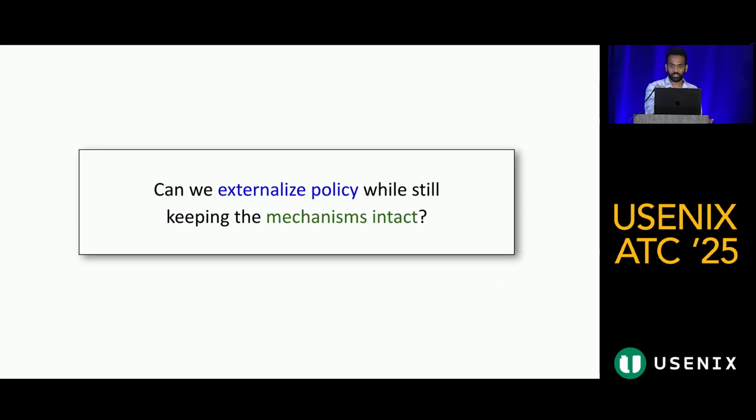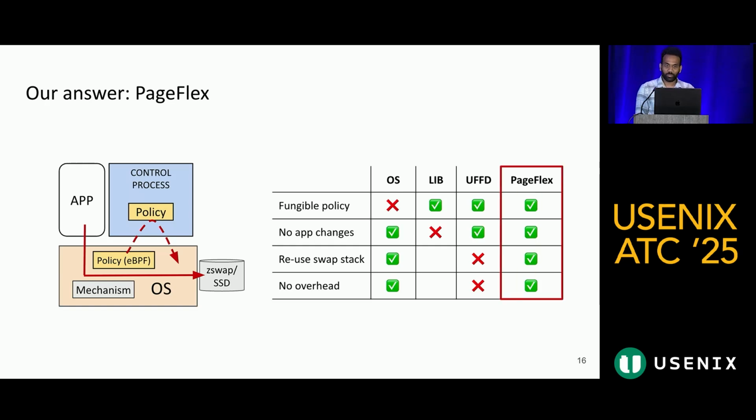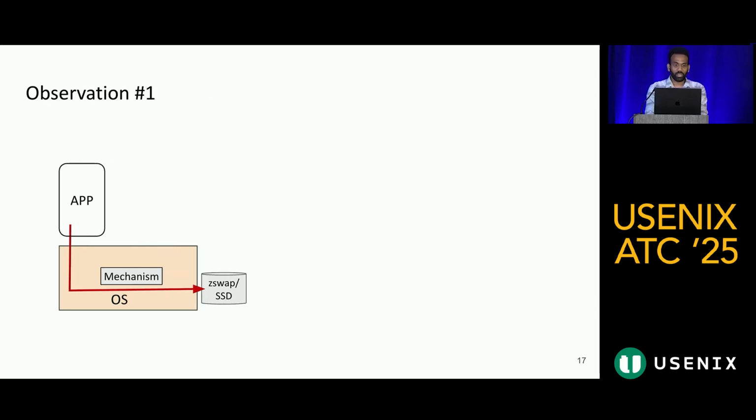So the question that we're really asking is, can we externalize policy while still keeping the mechanisms intact? Our answer is PageFlex, and I'm going to show that PageFlex provides policy fungibility, but still checks the rest of the constraints.